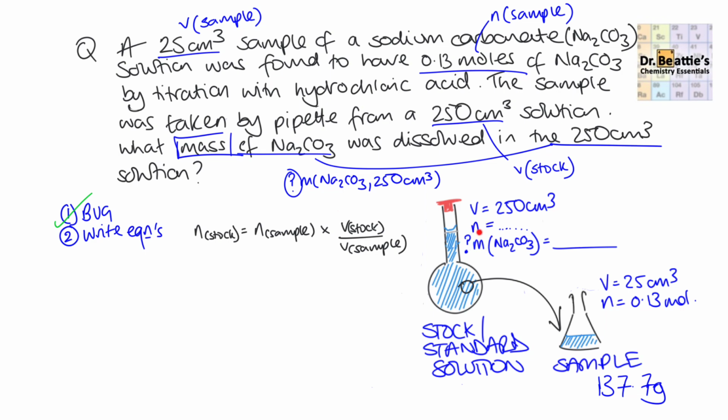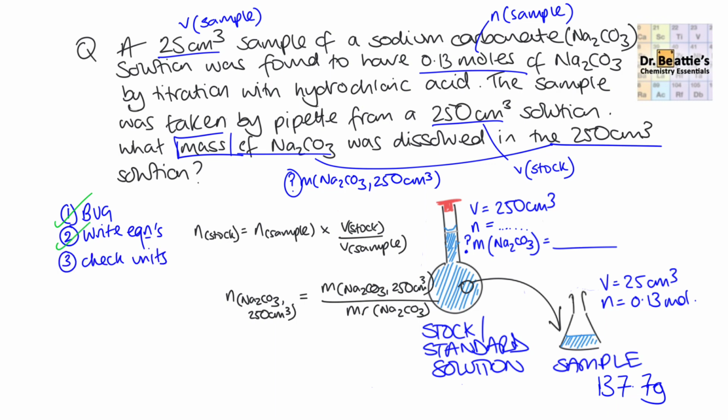a link now with number of moles of the stock to the mass of the sodium carbonate that is in the stock solution. And so the equation we need for that is number of moles of the sodium carbonate in the 250 is the mass of the sodium carbonate in 250 divided by Mr. And obviously what we're trying to work out is this, the mass of the sodium carbonate in 250 centimetre cubed.